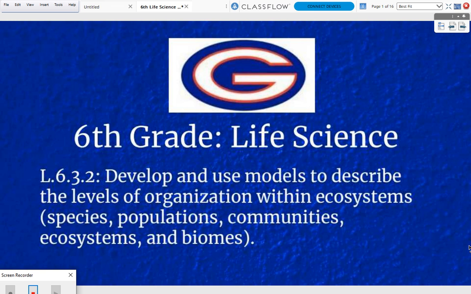And today's standard that we are going to review is standard L6.3.2. And it states to develop and use models to describe the levels of organization within ecosystems. And that includes species, populations, communities, ecosystems, and biomes.